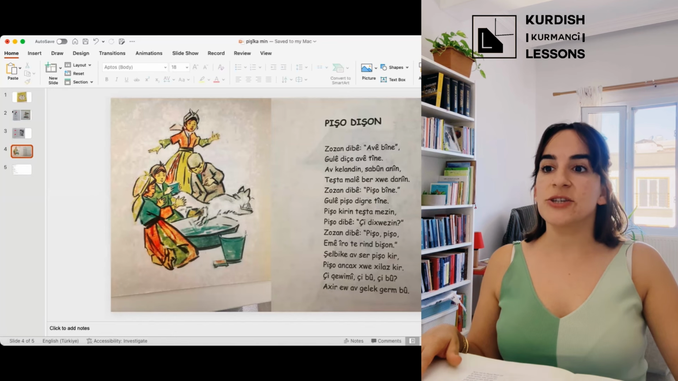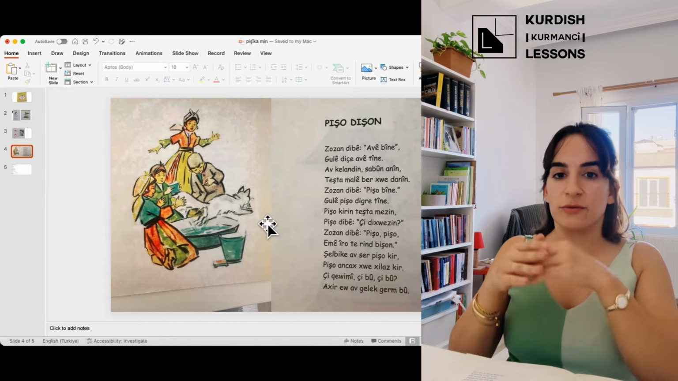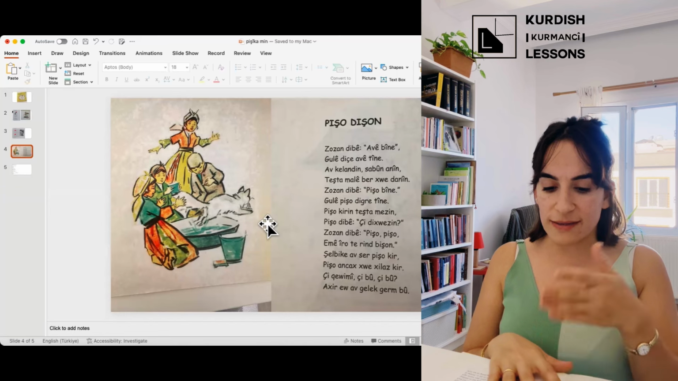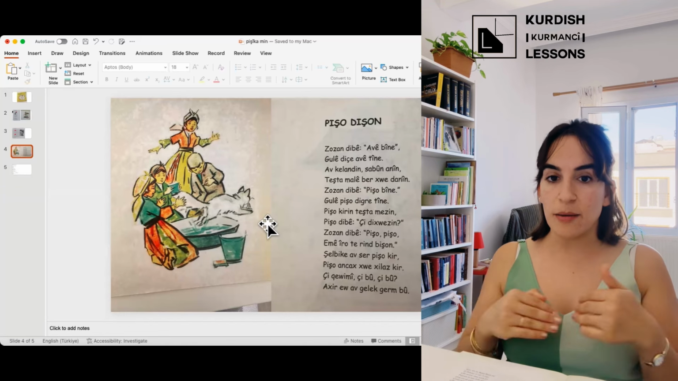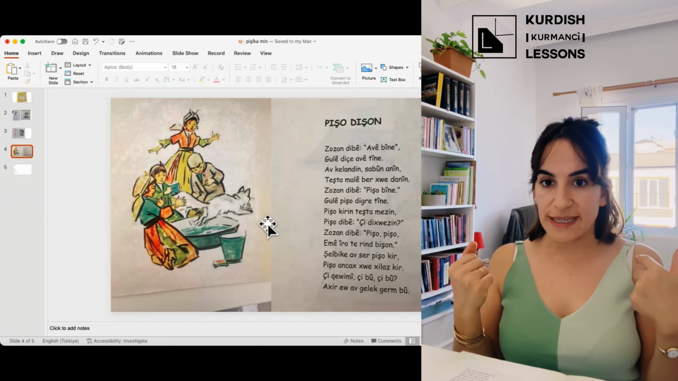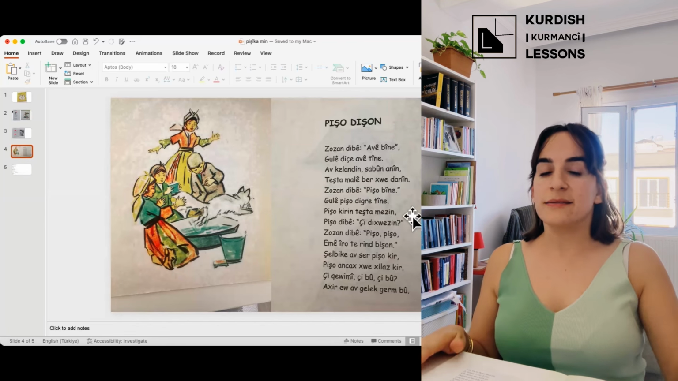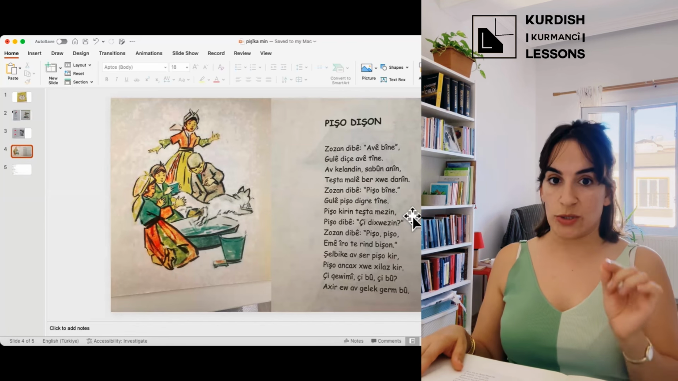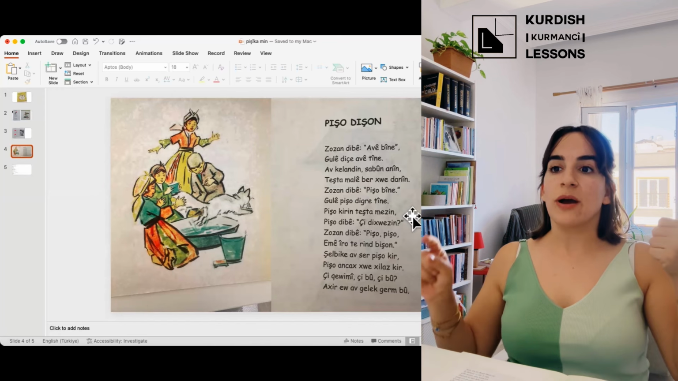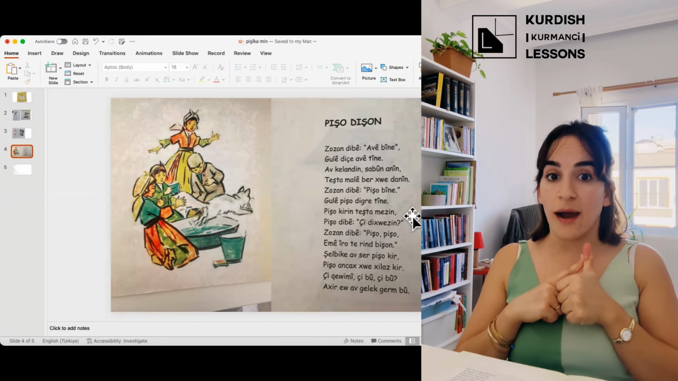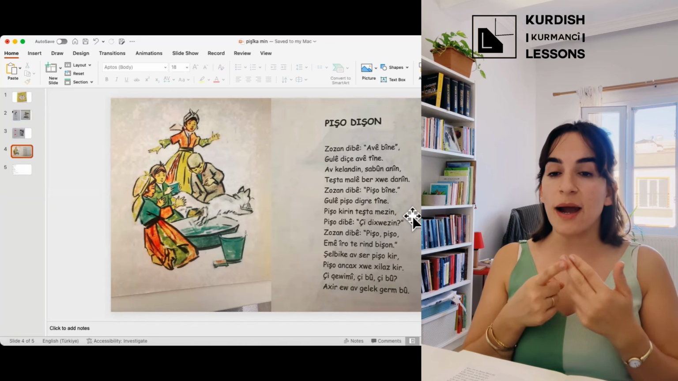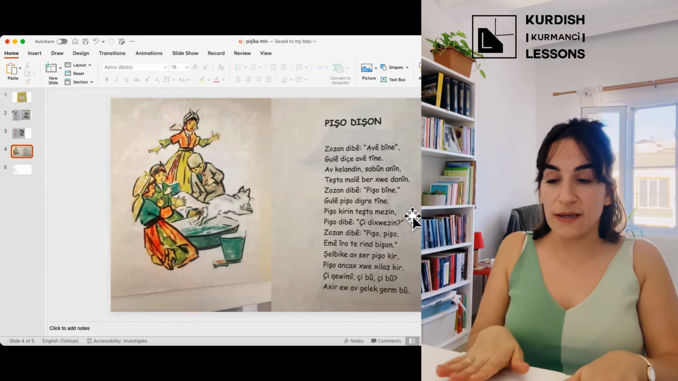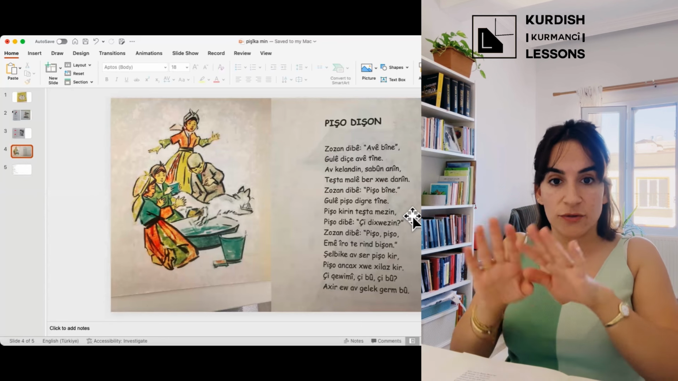It says, teshta male, so the basin of the house, berhwe danin, they put the basin in front of themselves. Berhwe, in front of themselves. Okay? Da, and danin is to put, to place. So, av kelandan sabun anin, they boiled the water, brought the soap. Teshta male berhwe danin, they put the basin of the house in front of themselves.